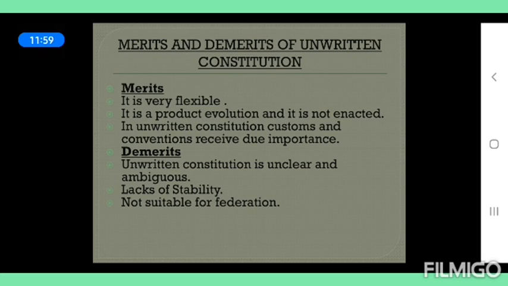The next one is the demerits of unwritten constitutions. Number one: an unwritten constitution is unclear and ambiguous. It is very unclear and ambiguous because, first of all, it is not written in the form of a book, students. And it is full of doubts, as there is always an element of contradiction in an unwritten constitution. It is not definite in character. So sometimes it can be vague and sometimes it can be ambiguous. So this is number one, the demerits of unwritten constitutions.